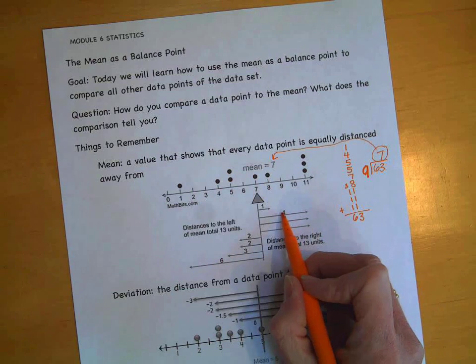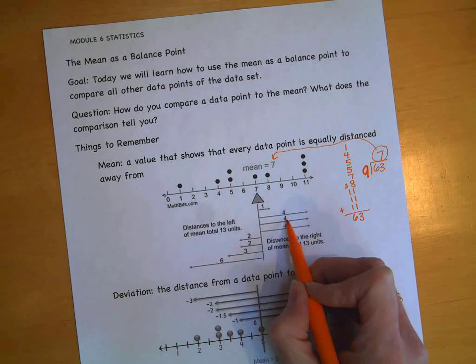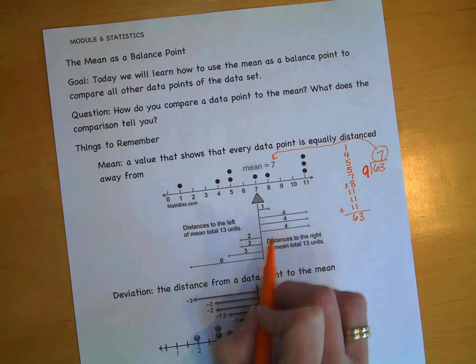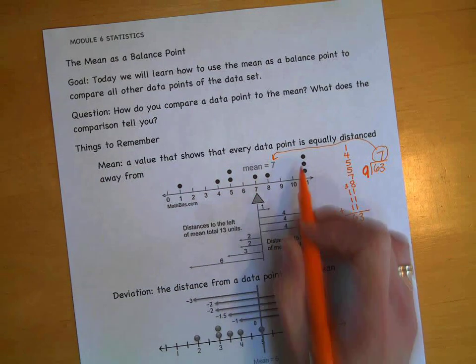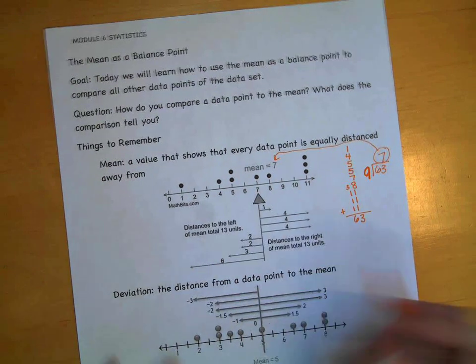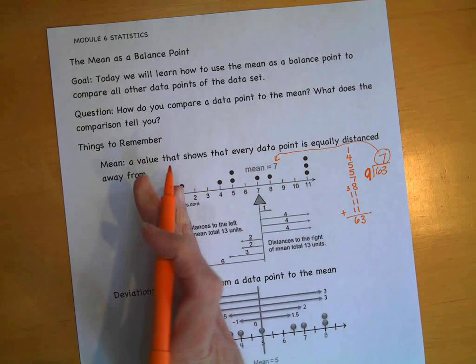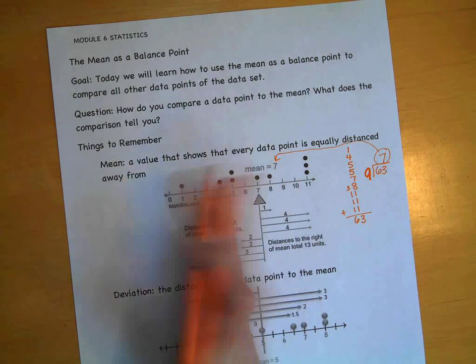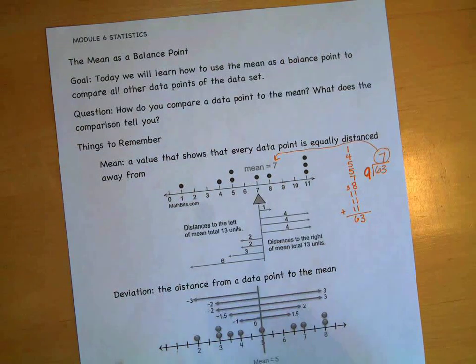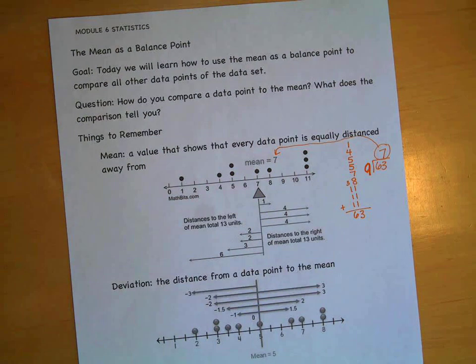Now let's go this way: 1, 2, 3, 4, 5, 6, 7, 8, 9, 10, 11, 12, 13 spaces to the right for each one of those data sets. These numbers are very important because they tell you how many hops, or what the distance is, from your mean. That's how we know, using the mean as the balance point, what the distances are.